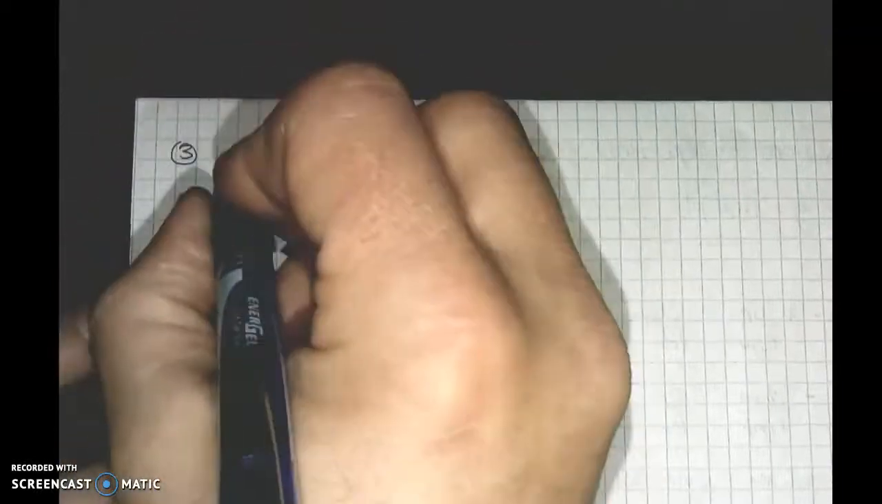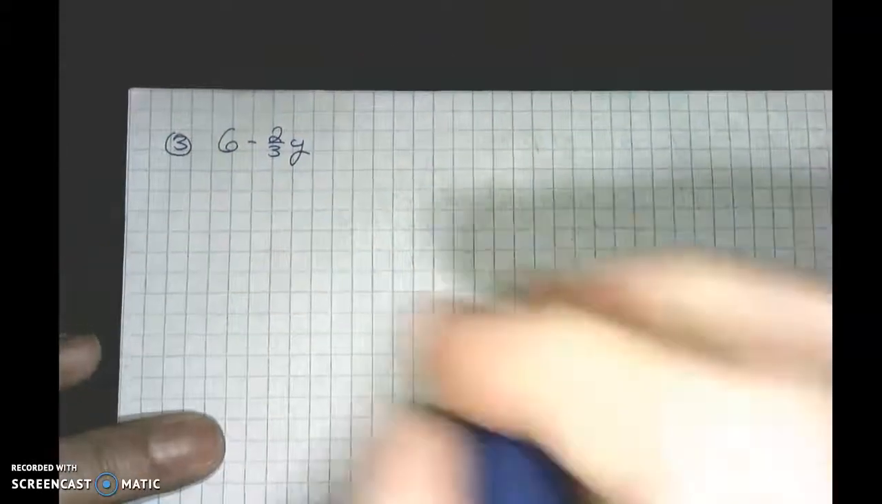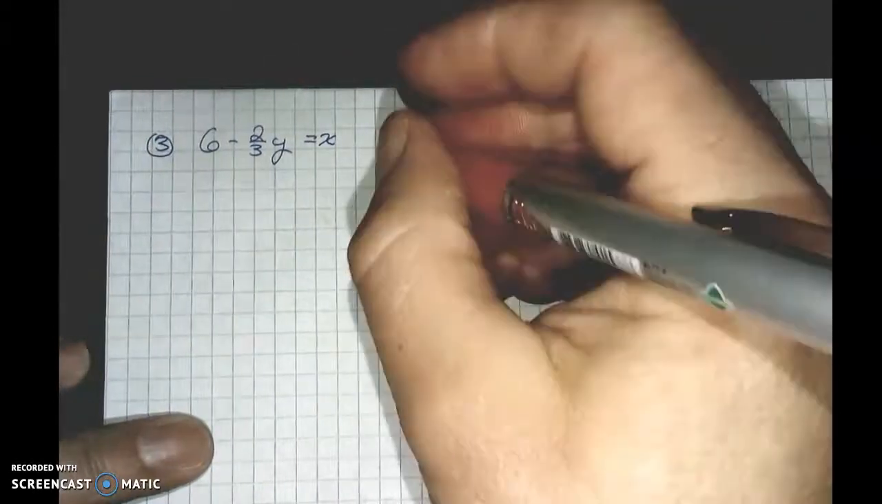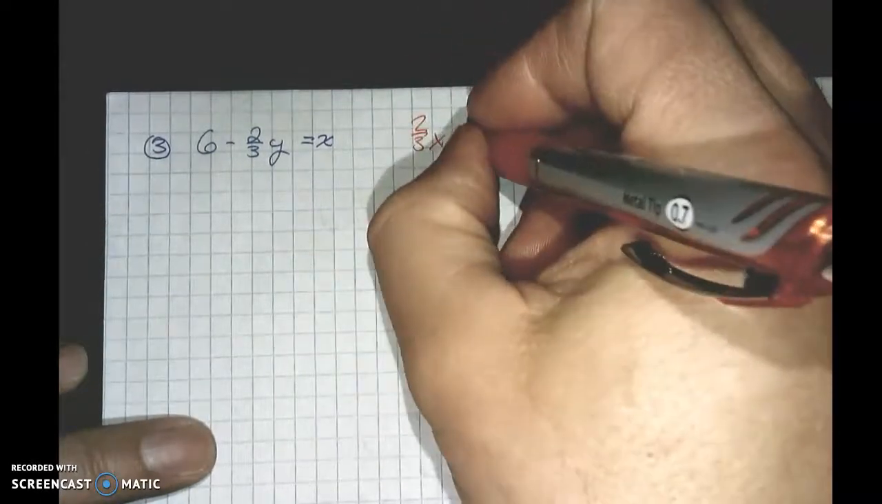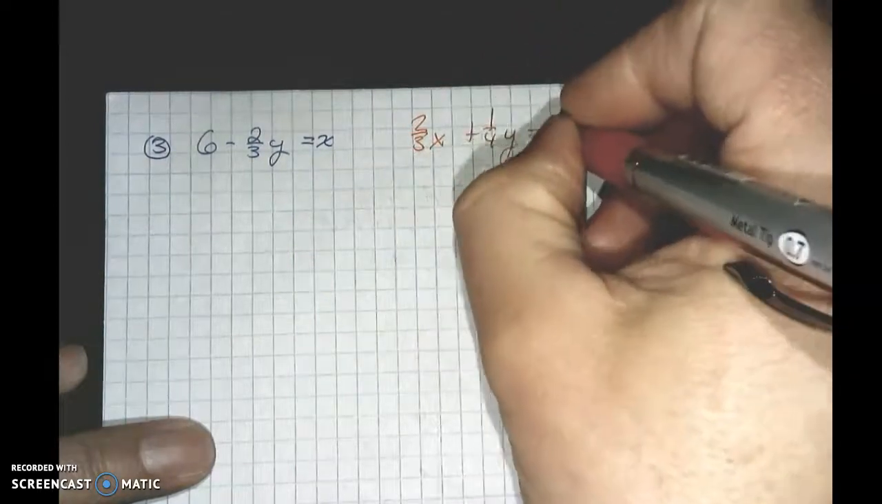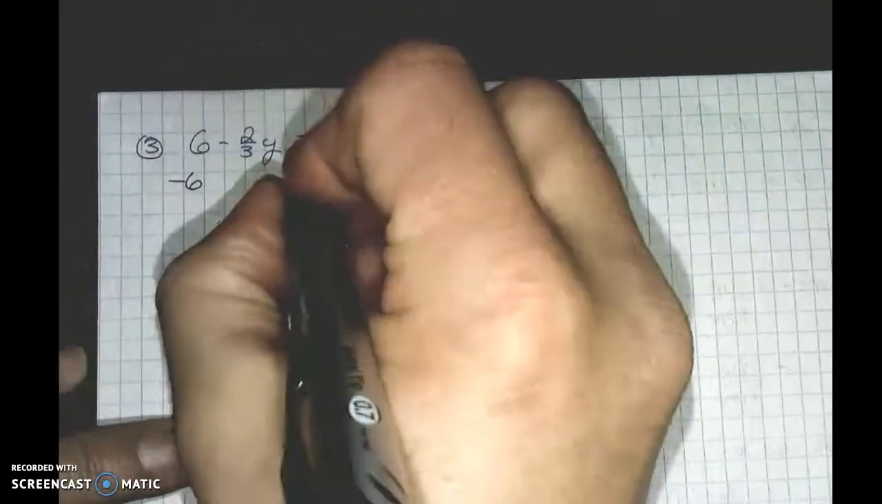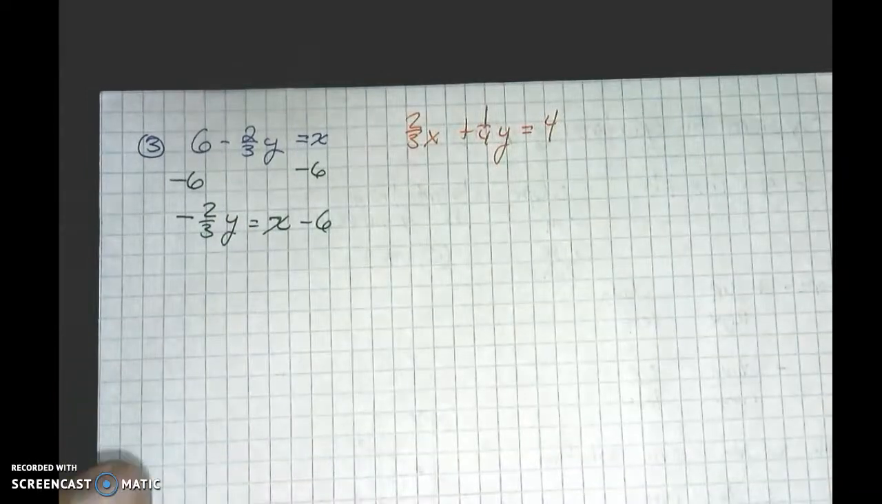Excellent. And then the third example that we have for you, we're going to do some fractions so that we can practice those. We're going to have 6 minus 2/3 y is equal to x. And then we're also going to have 2/3 x plus 1/4 y is equal to 4. Okay, so on this one, I'm going to subtract 6 first. Please be cautious of your negatives. Okay, so it looks something like that.